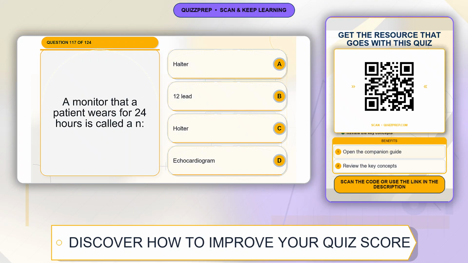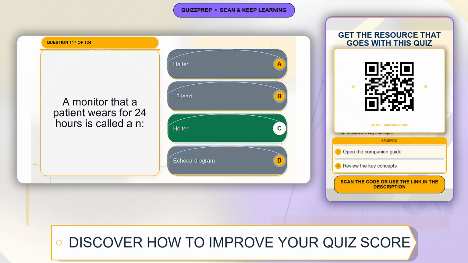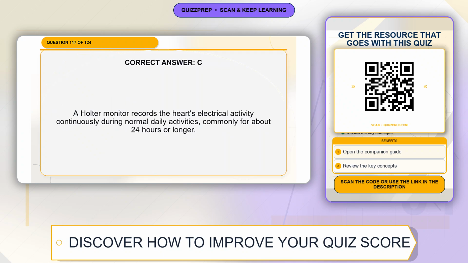Question 117. A monitor that a patient wears for 24 hours is called an: Option A, Holter. Option B, 12-lead. Option C, Holter. Option D, echocardiogram. The correct answer is option C, Holter. Explanation. A Holter monitor records the heart's electrical activity continuously during normal daily activities, commonly for about 24 hours or longer.